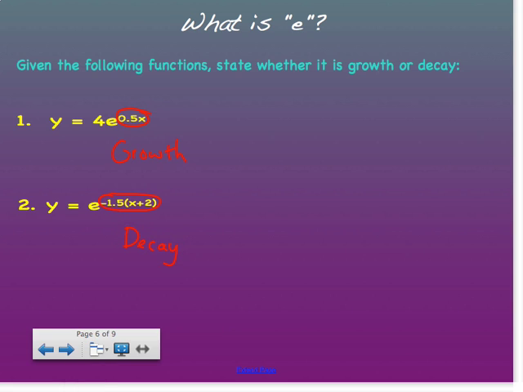In your homework as well as the stuff going forward, if they were asking for something like that, you can always depend on looking in the power. Besides looking in the base, if you look at the power, it's also going to help you show growth or decay.